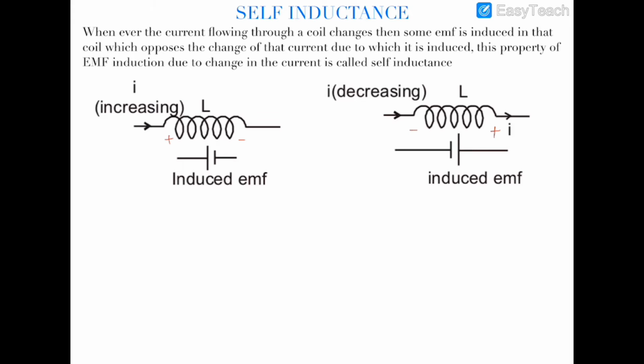Hello guys, in this video we will discuss all the basics of self-inductance, starting from its definition. We know that if we have a straight wire, this straight wire has a property of resistance, that it opposes the flow of current, and this property is known as ohmic resistance. Now, when we mold this wire into a coil, there is an additional property induced in this system, which is called self-inductance.